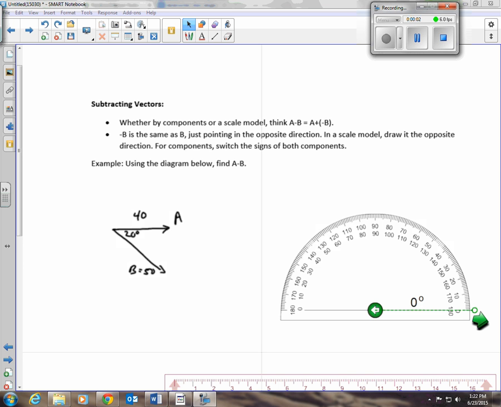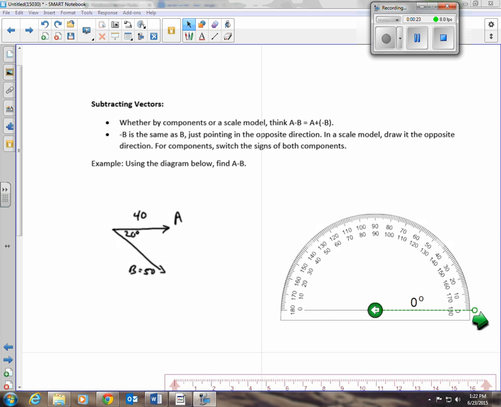Okay, in the last video, it was getting a little long. We were talking about adding vectors, and we're going to add in right now subtracting vectors. When I think of a minus b, I think of adding a and negative b. Now, negative b is the same as b, it's just pointing in the opposite direction. So in a scale model, just draw it flipped around going the other way.